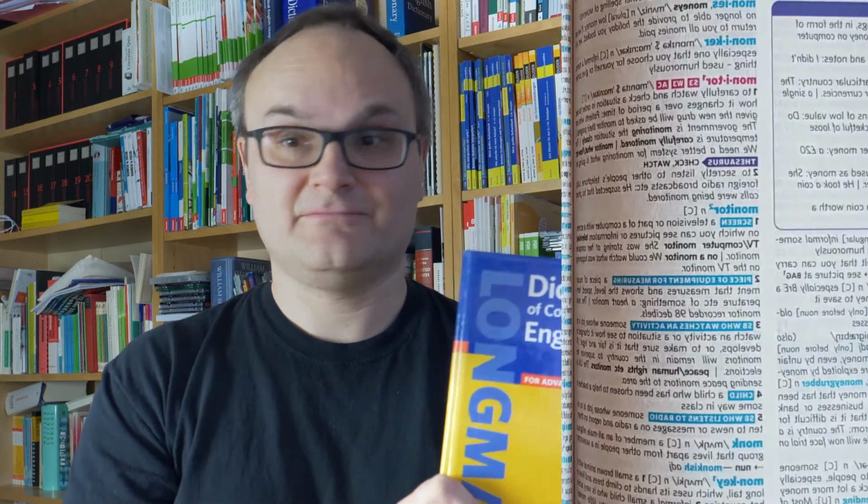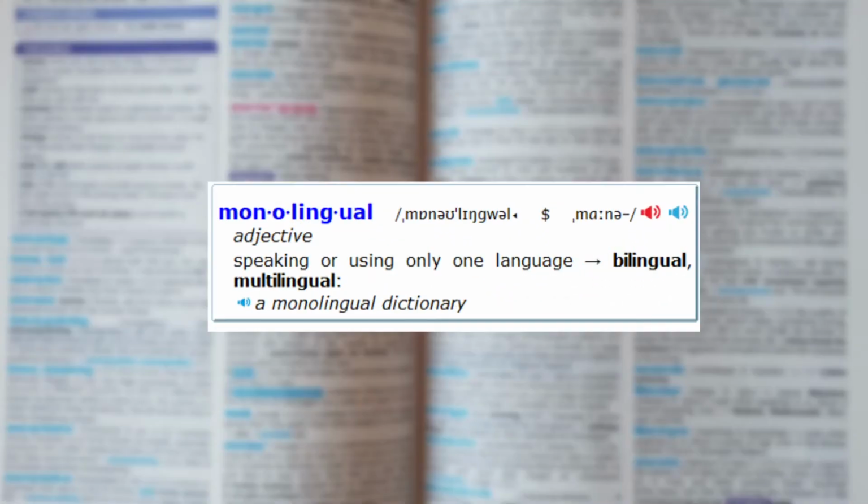And what does monolingual mean anyway? Let's look it up in a dictionary. It says speaking or using only one language. Then there is an arrow, which means the following is the opposite. And it says bilingual and multilingual. Okay, so it is an English to English dictionary. And it contains definitions of words, as we have just seen.